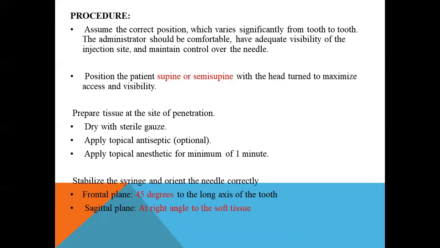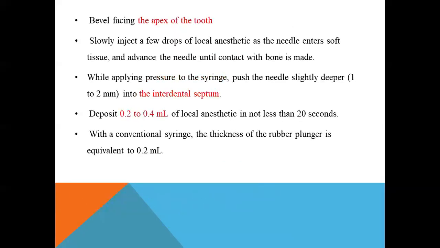Prepare the tissue at the site of penetration. Dry with sterile gauze. Apply topical antiseptic. Apply topical anesthesia for a minute. Stabilize the syringe and orient the needle correctly: frontal plane 45° to the long axis of the tooth, and sagittal plane at a right angle to the soft tissue. So these are all the accessory techniques.